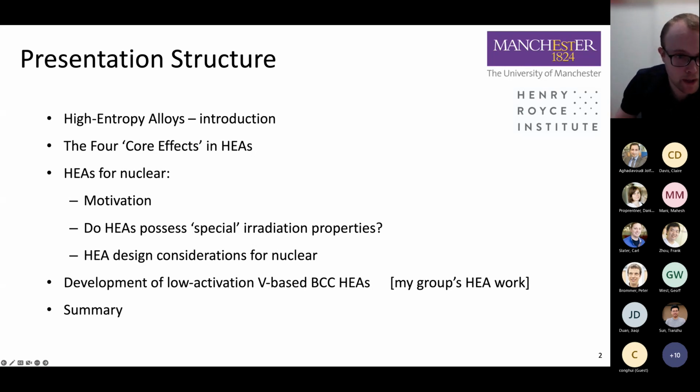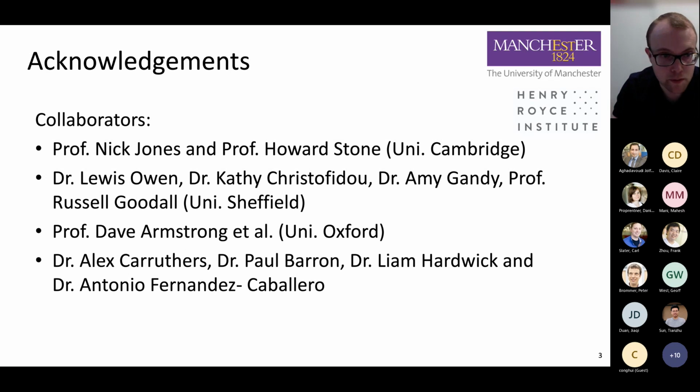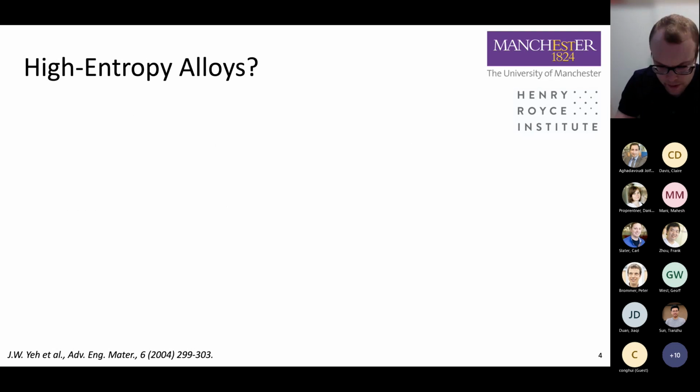A lot of the stuff to begin with, I should say, is work in the literature as well as some of my own work, and then at the end I'll talk very specifically about my own group's work. This is obviously not all my own work. This is work that I've collaborated on with lots of different people from the University of Cambridge, Sheffield, Oxford, and here are some postdocs and PhD students who have carried out some of the investigations and the results that you're going to see. So, high-entropy alloys.